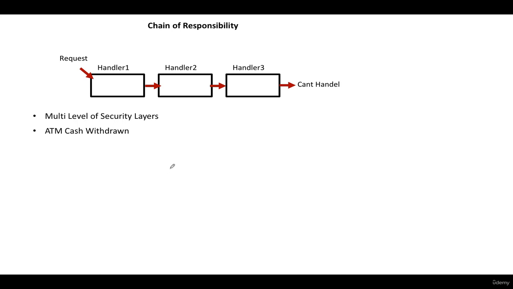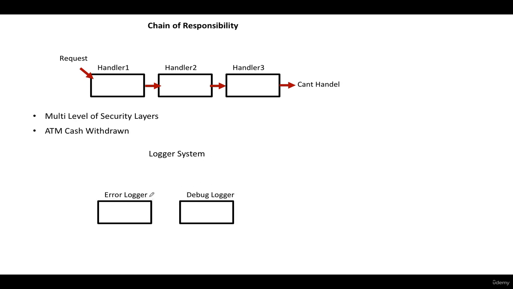Now let's see the logger system. This logger system also uses the chain of responsibility design pattern. In the logger system, we have different handlers: the error handler, or you can say the error logger, then the debug logger, and then the info logger. These are the different loggers, and your system can generate multiple logs, or you can say millions of logs.